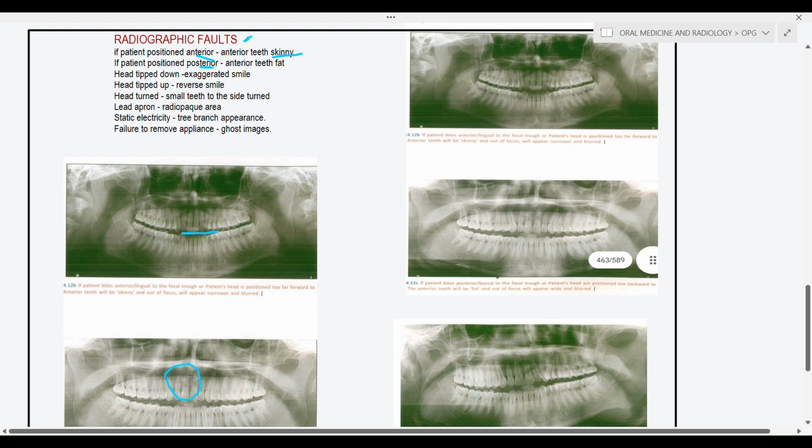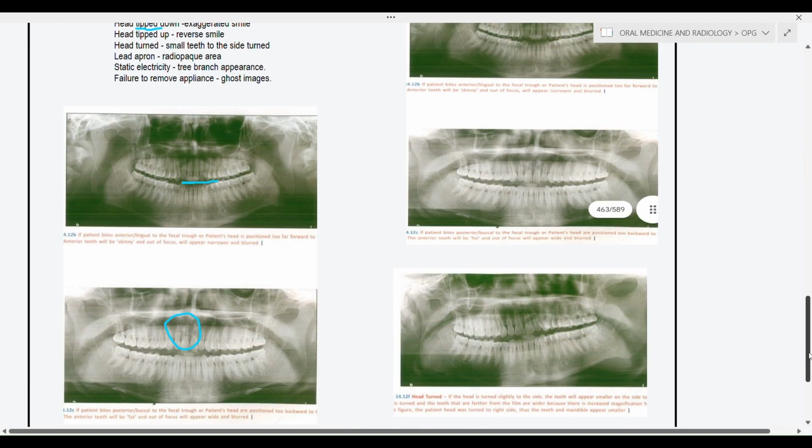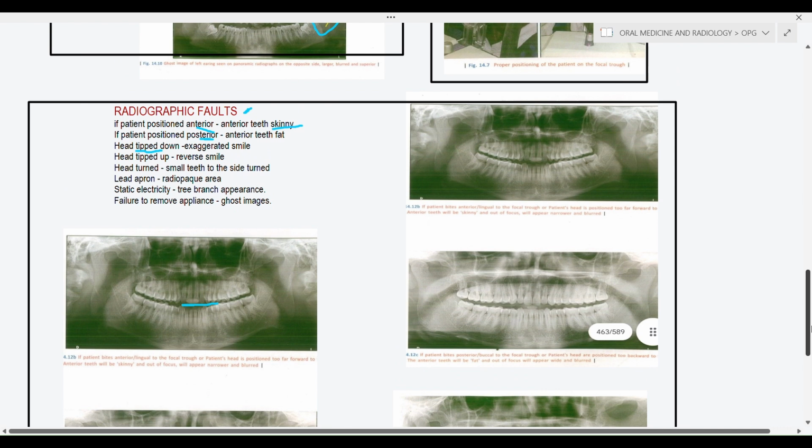If the head is tipped downward, an exaggerated smile can be seen. An exaggerated smile will be like this. That is, the teeth will be tipped forward, giving an exaggerated smile. And if the head is tipped upward, a reverse smile will be seen. It will be like this. The anterior maxillary teeth will be seen.